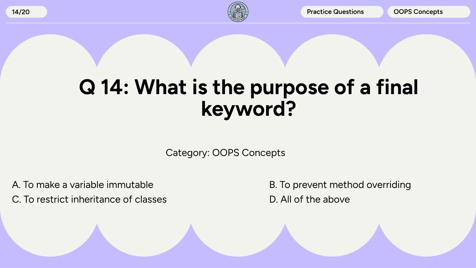Question 14. What is the purpose of a final keyword? A. To make a variable immutable. B. To prevent method overriding. C. To restrict inheritance of classes. D. All of the above.